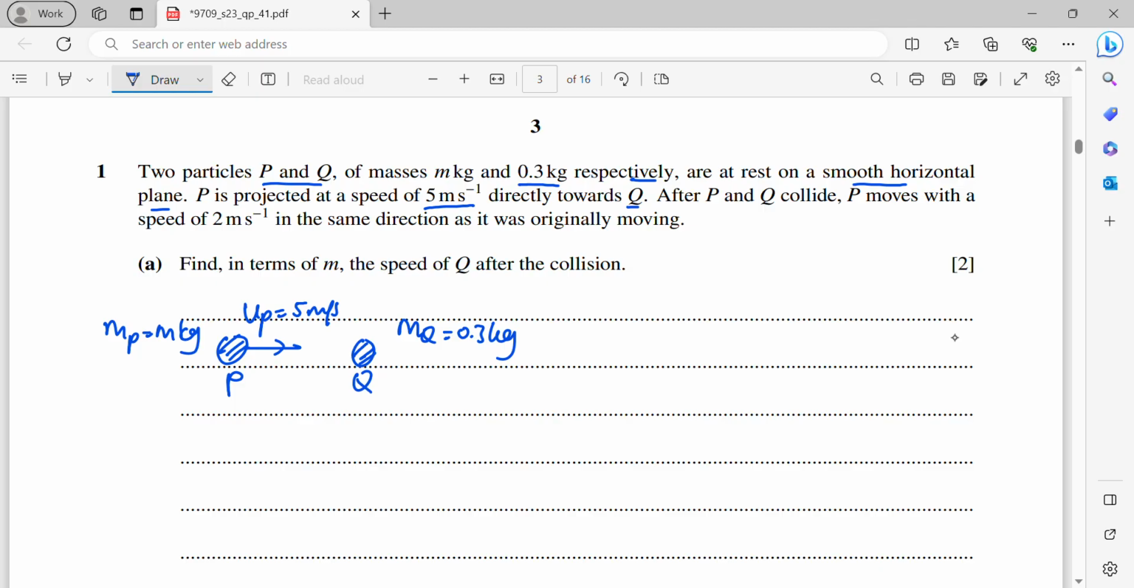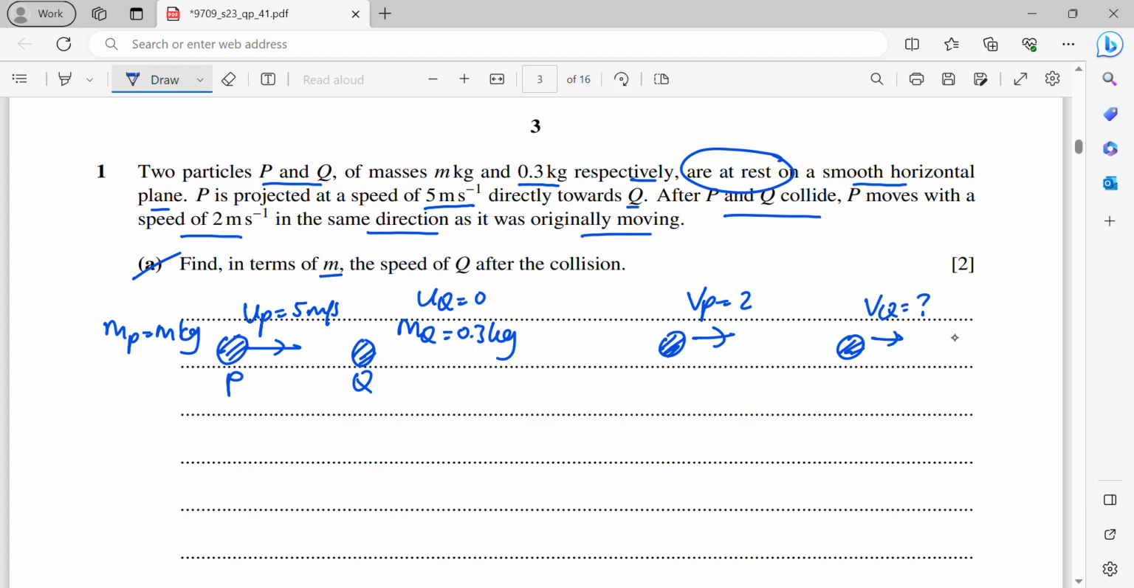And then now, remember, at first they are both at rest, so it means that UQ would be 0. Okay, this is before the collision. Now, after P and Q collide, P moves with a speed of 2 meters per second in the same direction as it was originally moving. Now, find in terms of m the speed of Q after the collision. It means that after the collision, both are moving in the same direction. So Vp becomes 2, Vq is unknown. That is the question here: find the speed of Q in terms of m.